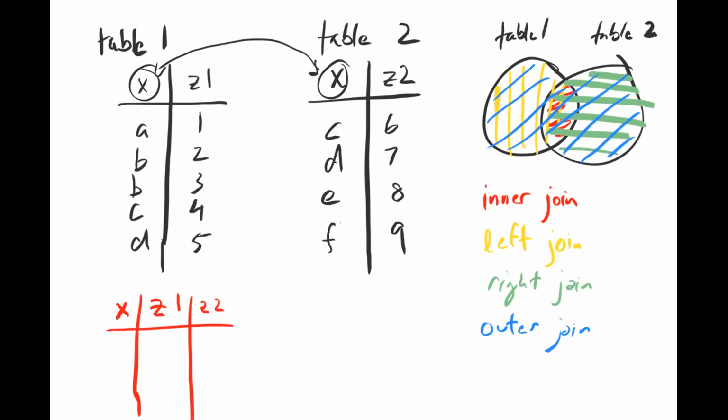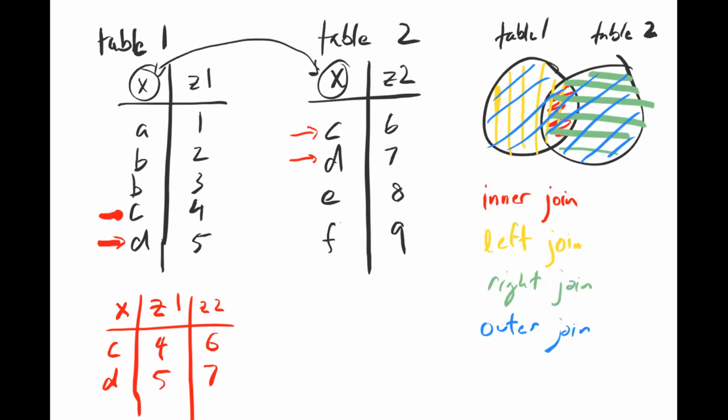Okay. In this table, I'm going to look at the intersection where I have matching C's or matching values of X's, and I'm only going to return those. So that would be here and here with this and this. So here I would do C and D, and then I would return 4 and 5 here, and 6 and 7 here. So this table is the result of the inner join of tables 1 and 2 on X.